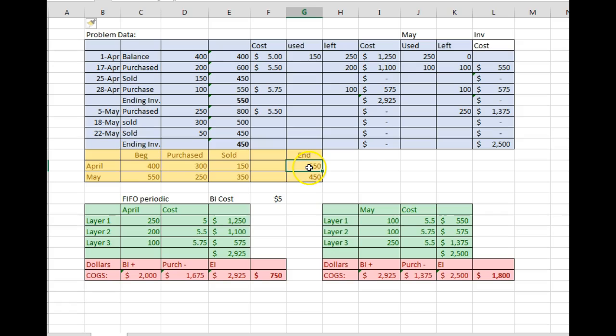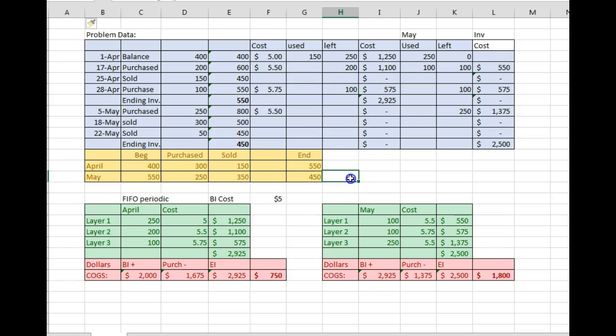The ending inventory in April becomes the beginning inventory in May. How much did they purchase in May? Well, we've got 250, and that looks like it. And how much did we sell? We sold 350. So the calculation is 550 plus 250 minus 350, so we have a quantity of 450 left.